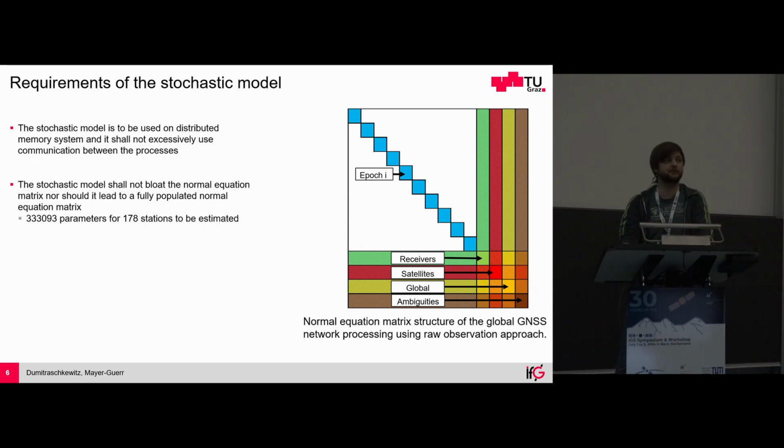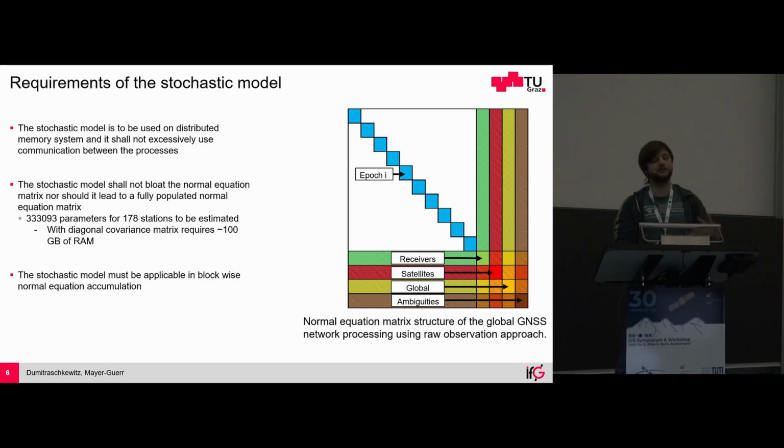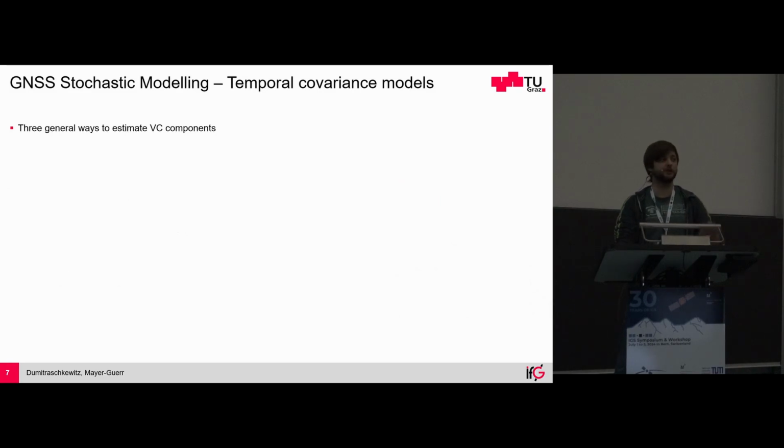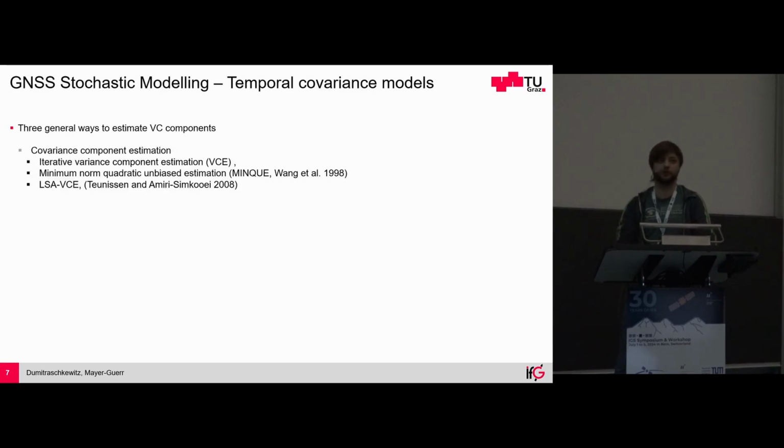For a more sophisticated stochastic modeling, though, we have to consider some things when looking at this normal equation matrix. First of all, since we use a distributed memory system, we need to make sure that there is the least amount of communication between the processors. Second of all, we do not want to bloat up the matrix, because more memory means more computation time, and therefore we try to limit it as much as possible. This is just a short example: if we use 180 stations, we already have a memory requirement of 100 gigabytes for the raw observation approach. So using a fully populated matrix is just not feasible to compute.